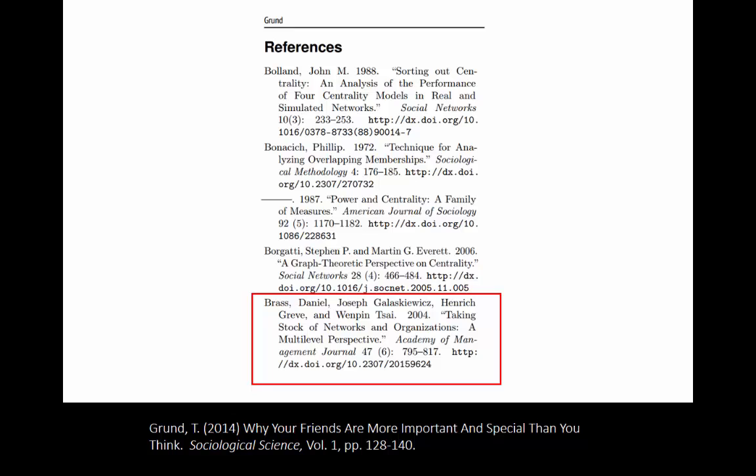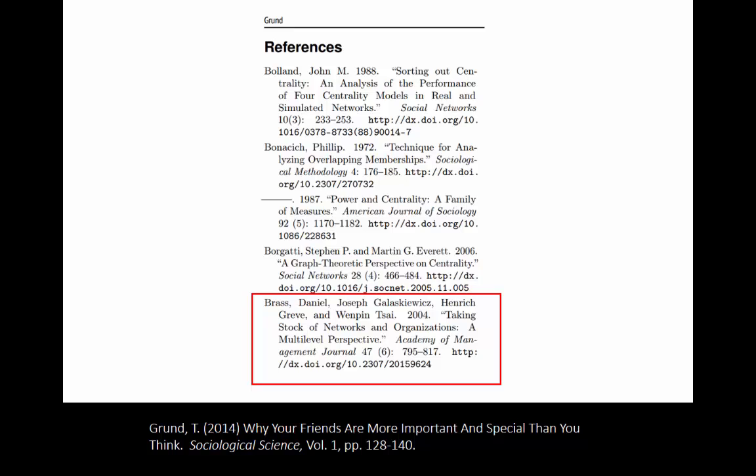There's the name of the paper, Taking Stock of Networks and Organizations: A Multilevel Perspective, and it was published in the Academy of Management Journal, which is a scholarly journal. And then there are the details, the volume number, the issue number, the page number, even the website. So now I can go and read up, okay, what did those guys actually say? So I'm connecting this with my work. That's basically the idea of citation. And that's what we do.